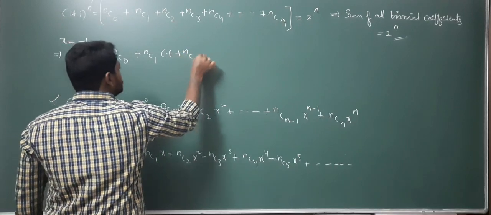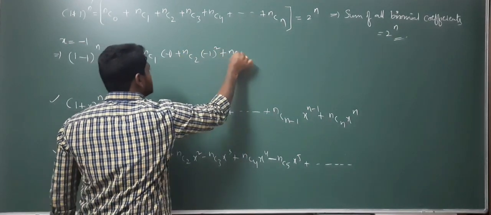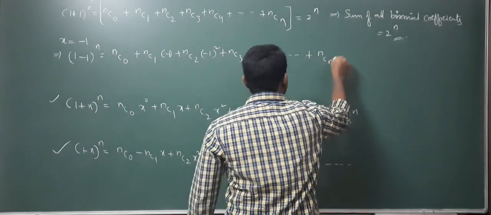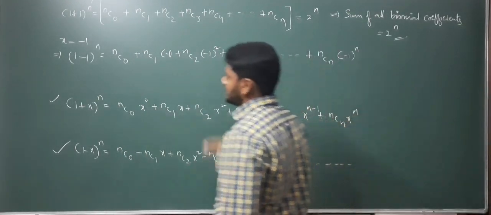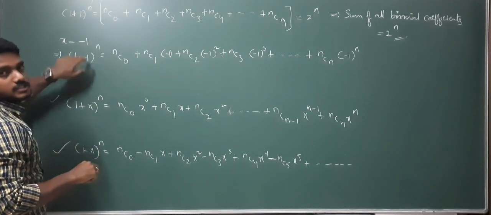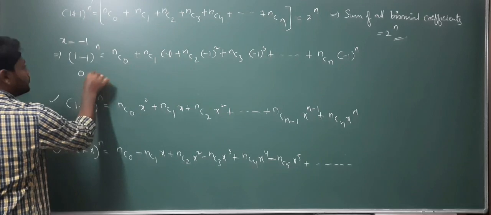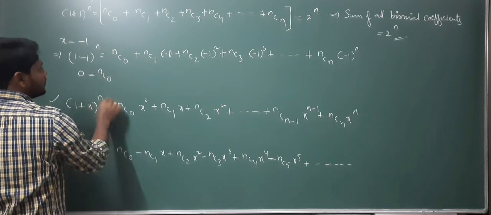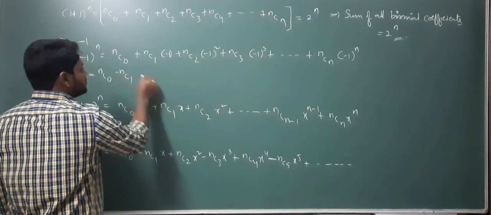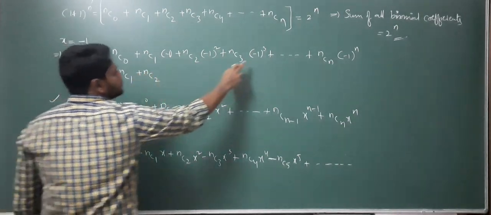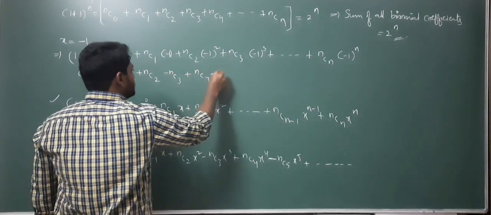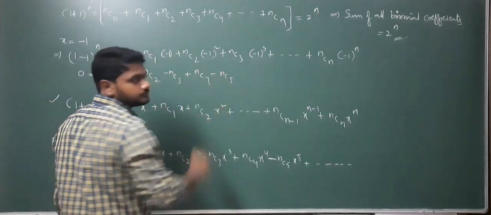Plus nC2 (minus 1) whole square. Plus nC3 (minus 1) whole cube. Plus so on, nCn (minus 1) whole power n. Now if you simplify this, 1 minus 1 is 0, and 0 power anything is equal to 0. Next, nC0 into (minus 1) is plus, minus nC1. Minus 1 whole square is plus, so plus nC2. Minus 1 whole cube is minus, so minus nC3. Plus nC4, minus nC5, and so on.